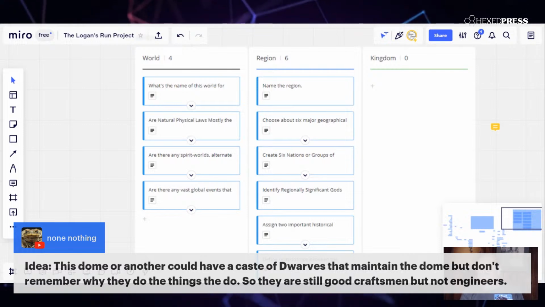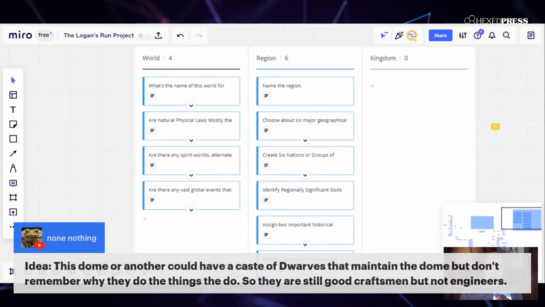Now, nothing says this dome or another could have a cast of dwarves that maintain the dome but don't remember why they do the things they do, so they're still good craftsmen but not engineers, and they could live under the dome virtually unknown to the humans or dome dwellers. Yeah, there could be a lot of interesting things, right? Really depending on how fantasy we want to turn stuff. There could be all kinds of stuff happening that the main culture is unaware of.